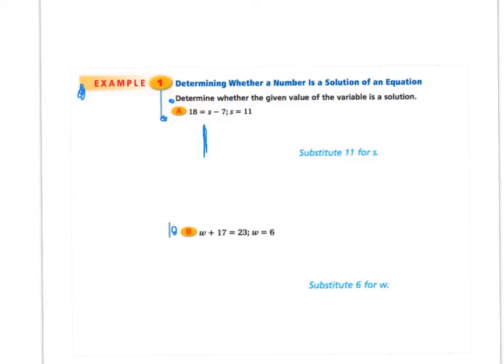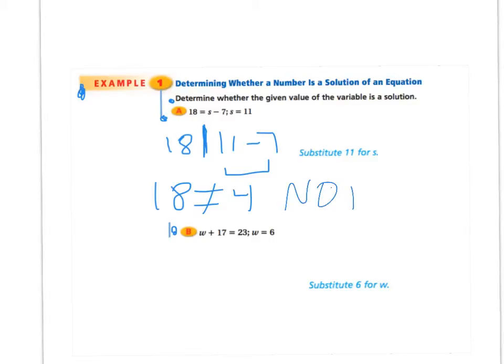So this side, we're going to say is 18. And on this side, we're going to test, instead of S minus 7, we're going to try 11 minus 7. And then we figure that out. 11 minus 7 is 4. And 4 is not the same as 18. So we would say 11 is not a solution.